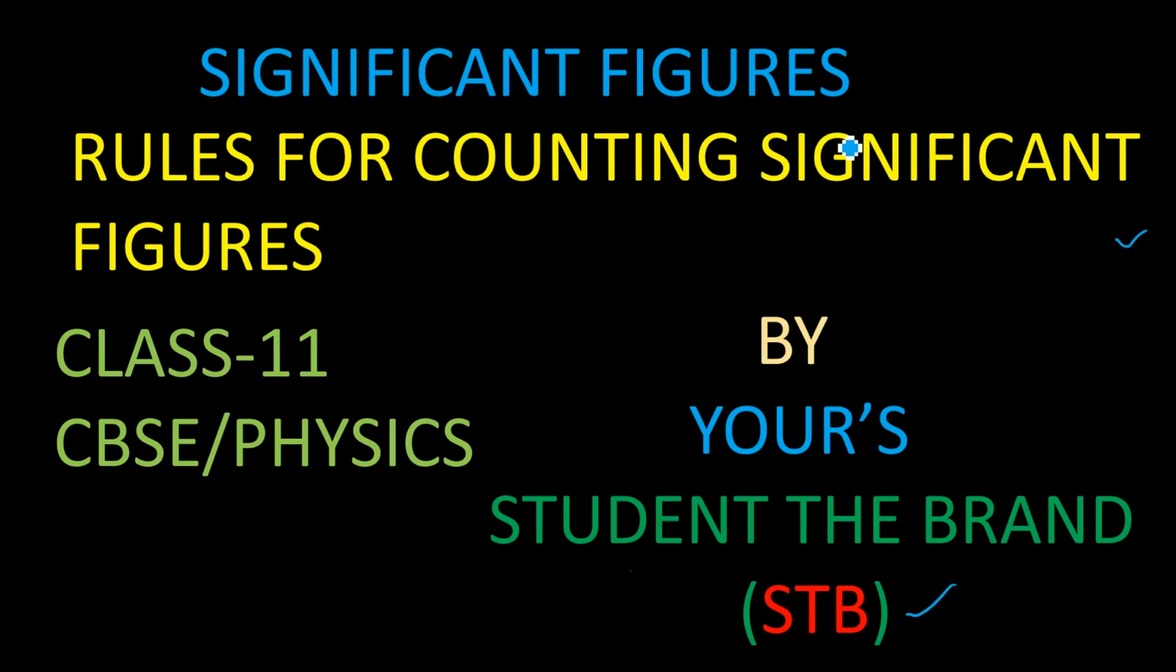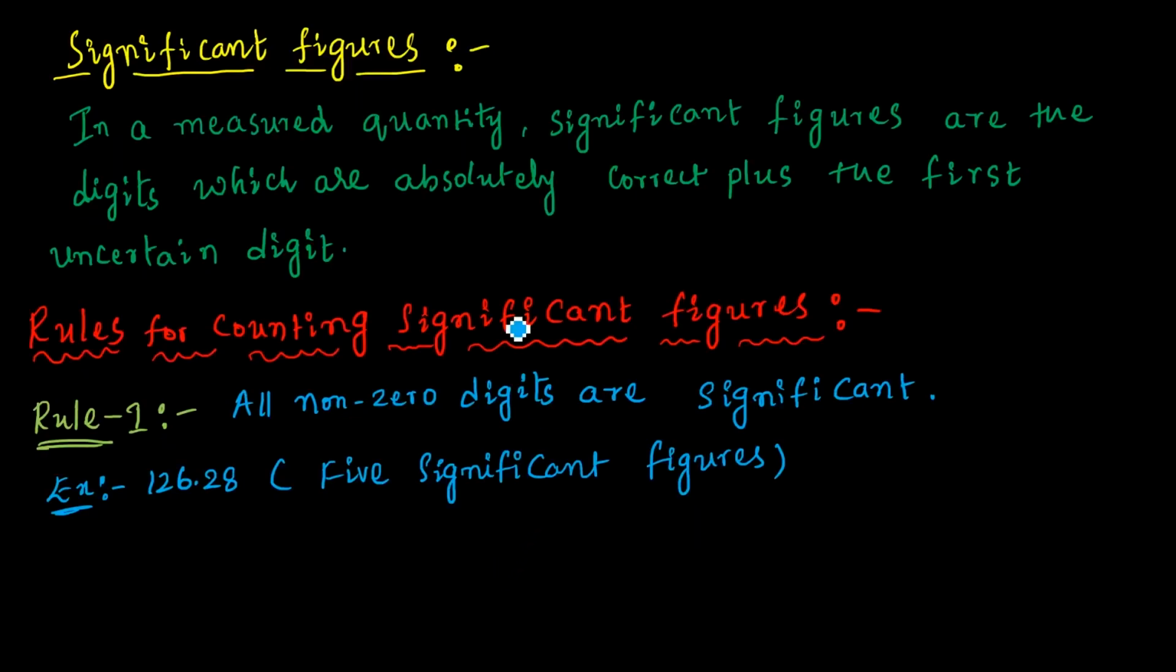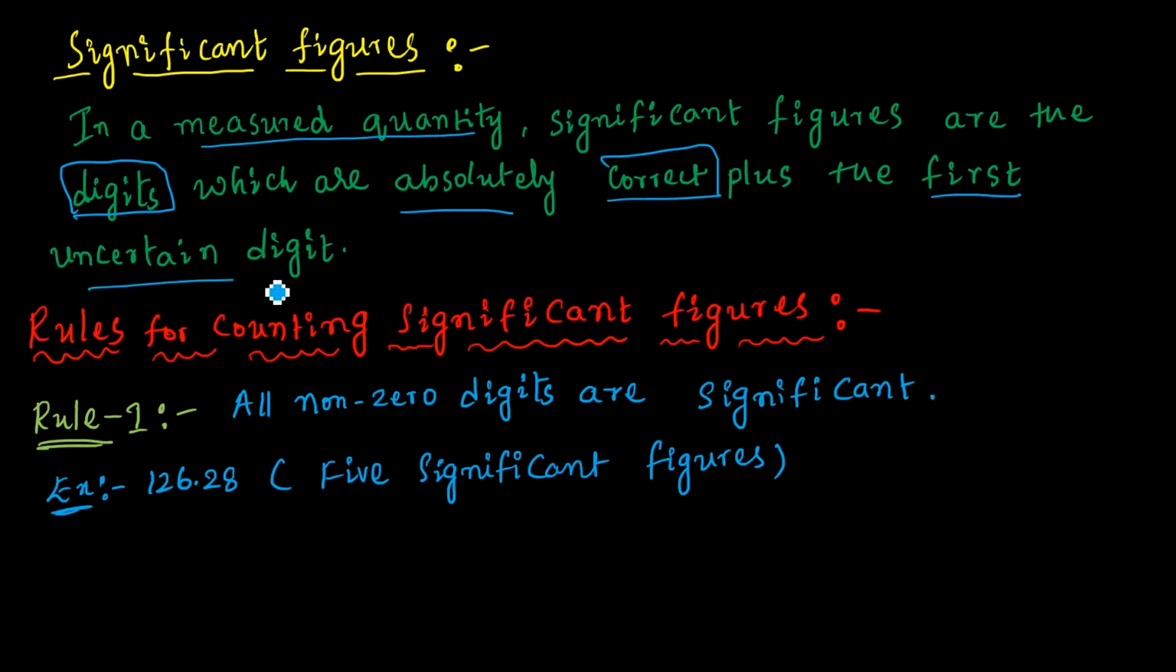Today we are talking about significant figures, rules for counting significant figures, class 11 CBSE physics. Here, significant figures, in a measured quantity, are the digits which are absolutely correct plus the first uncertain digit. Those are called significant figures.